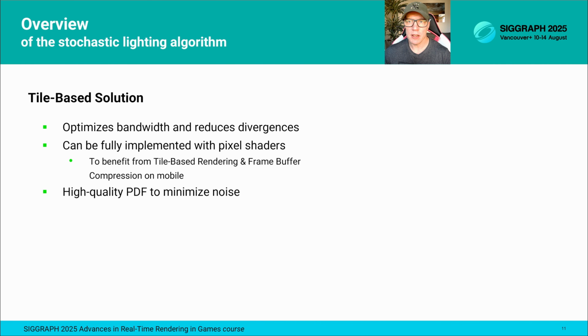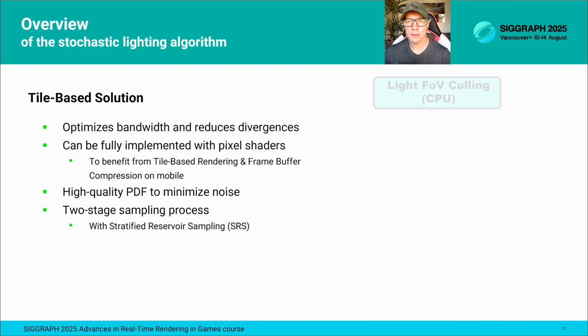To minimize noise and denoising cost, we wanted the light sampling to be guided by a high-quality importance function that closely approximates the influence of each light to a tile. For instance, if a tile is fully in shadow from a light, that light should ideally not be picked for a lighting evaluation. However, computing a precise PDF for every tile and light in the scene would be far too expensive, so we developed a two-stage sampling process using Stratified Reservoir Sampling.